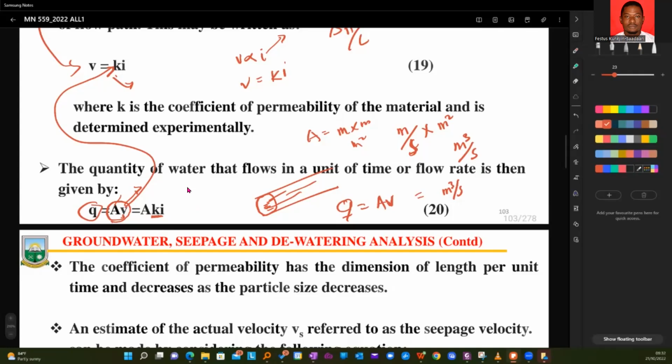So it means if you have any soil sample and you want to determine the quantity of flow within a given time, you can multiply the area of that tube of soil by the coefficient of permeability of that soil sample or rock sample you are talking about, and then the hydraulic gradient of the flow, and this gives you your Q.